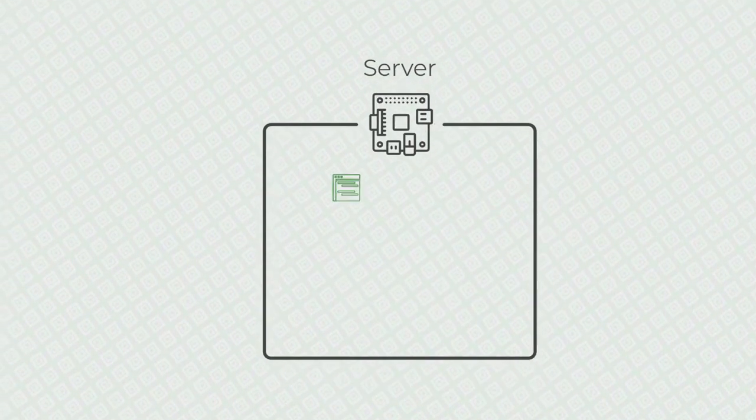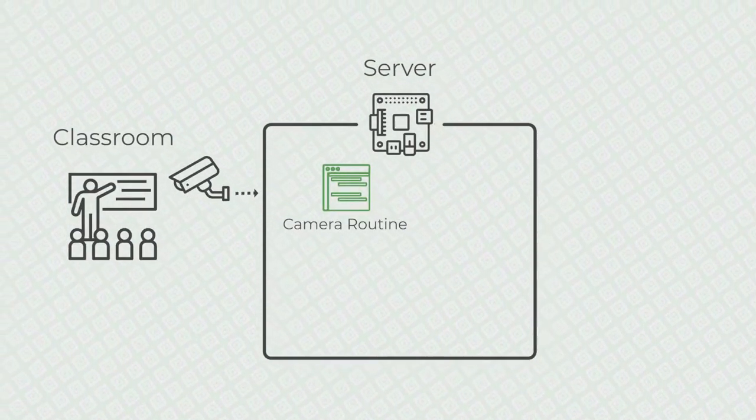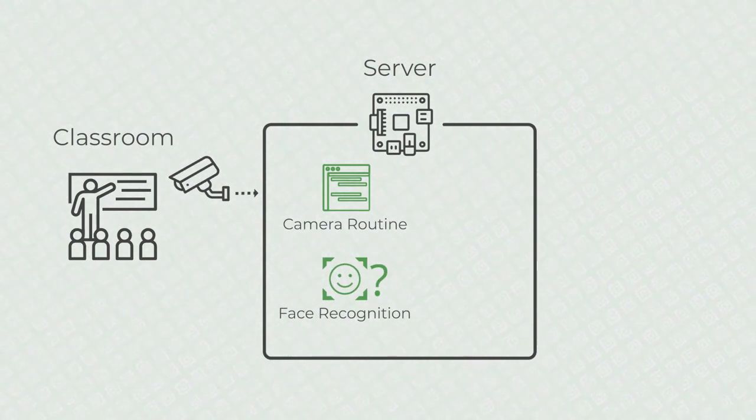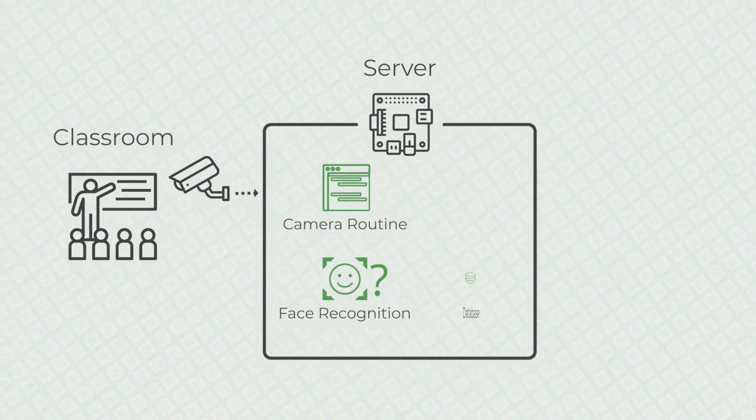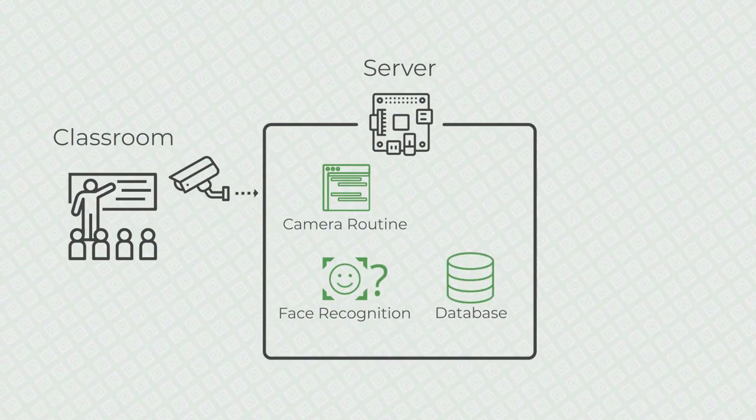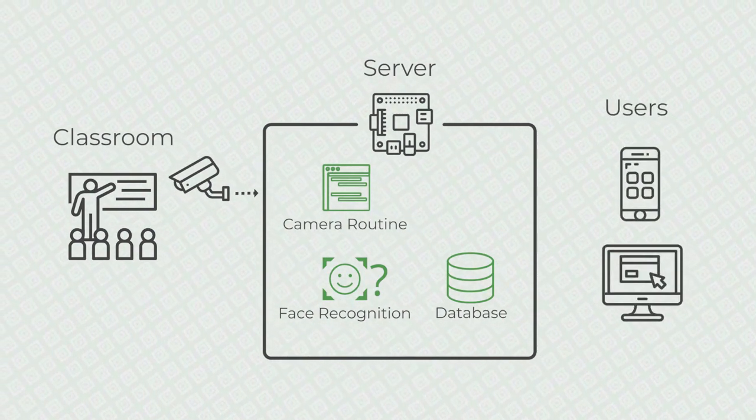A camera routine snaps images of a classroom, then it uses face recognition to identify students and update their attendance in a database. Finally, students and instructors access the records through a website.